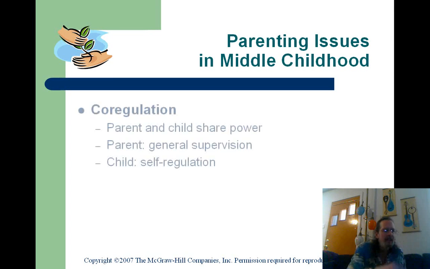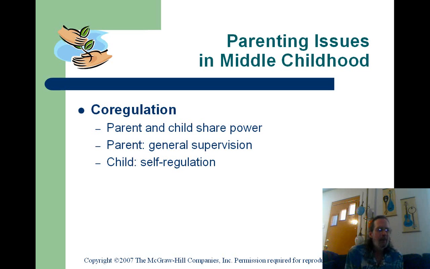Parenting issues at this stage. It's time for you to start backing off a little bit. Co-regulation is a transitional stage in the control of behavior in which the parent starts to give up power and really just maintains a general supervision. You kind of set the boundaries. Okay, well, you go out and play. Be back in a couple of hours. Don't cross the street. Those sorts of things. And then it's up to them to self-regulate while they're doing moment-to-moment things.